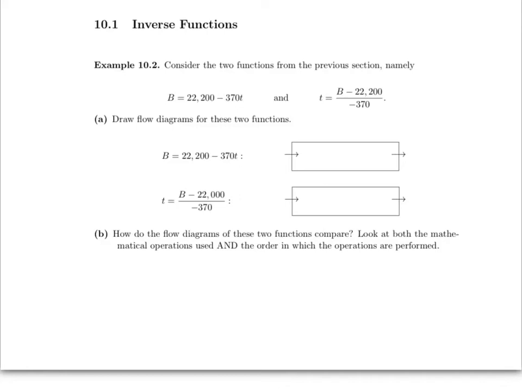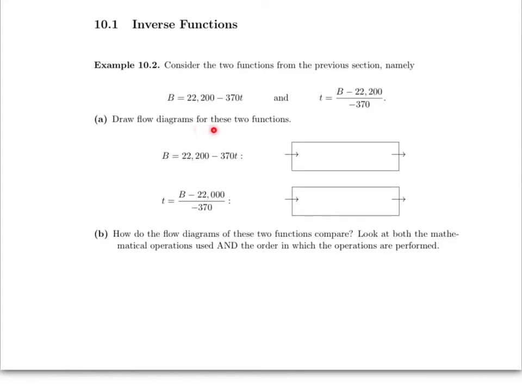In this screencast, we discuss the idea of inverse functions in greater detail. Let's look at example 10.2. Consider the two functions from the previous screencast, namely b equals 22,200 minus 370t, and t equals (b minus 22,200) divided by negative 370. Let's look at part A.